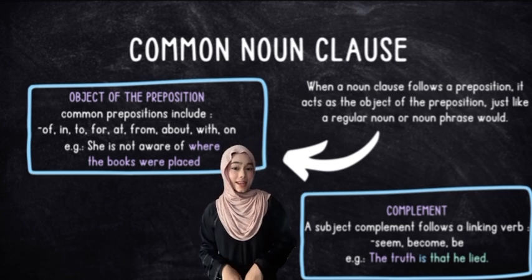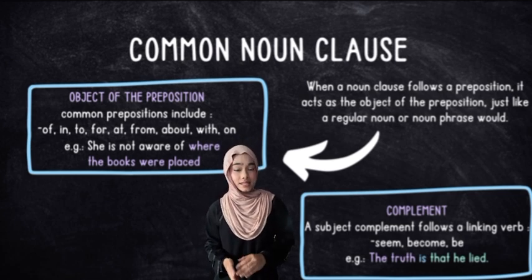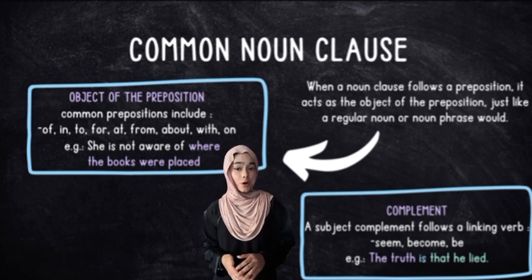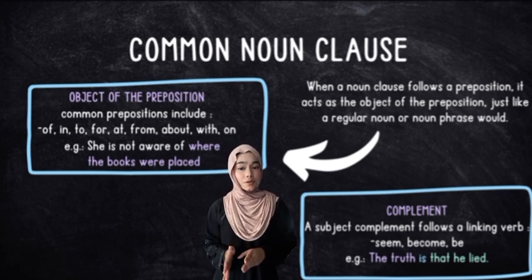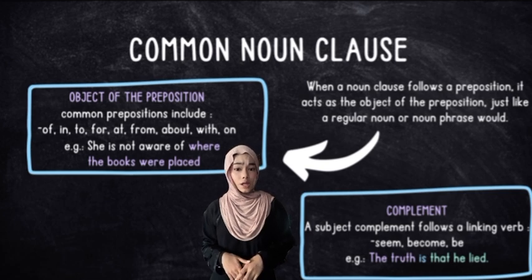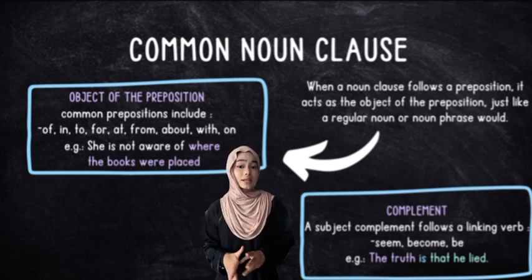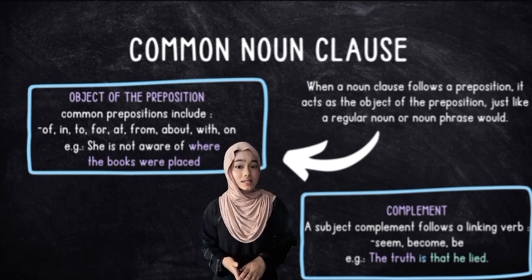Here, the noun clause where the books were placed follows the preposition of and serves as the object of that preposition. Second, as a complement. In this case, the noun clause completes the meaning of a linking verb such as seem, become, or be. For example, the truth is that he lied. Here, the noun clause that he lied completes the meaning of the verb is and tells us more about the truth.